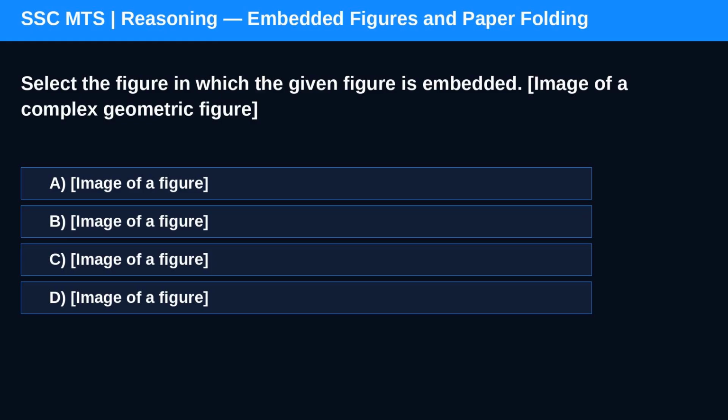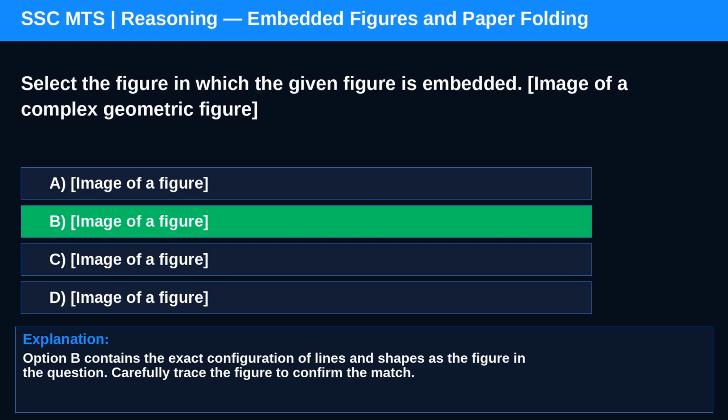Image of a complex geometric figure. Option A, image of a figure. Option B, image of a figure. Correct answer is B. Option B contains the exact configuration of lines and shapes as the figure in the question. Carefully trace the figure to confirm the match.